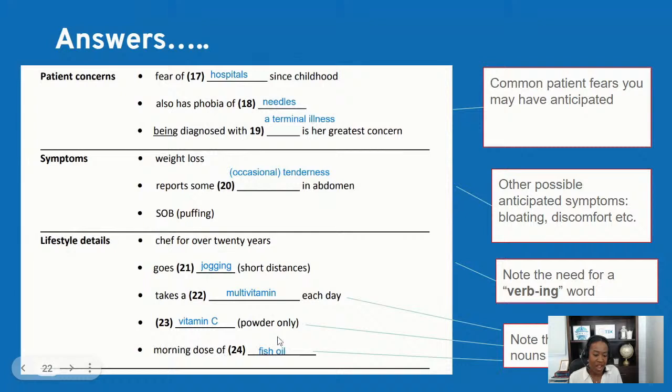Some of these were perhaps a little harder to anticipate, but we can think of "takes a," and then we're like, okay, well, you can take a tablet, and that starts getting your mind in the right direction. A morning dose of makes us think of something that we take for our health. And we can see that for all of them, we needed a noun. The article here gave us a clue that a noun was needed. So hopefully anticipating the answers helped you out a little there.